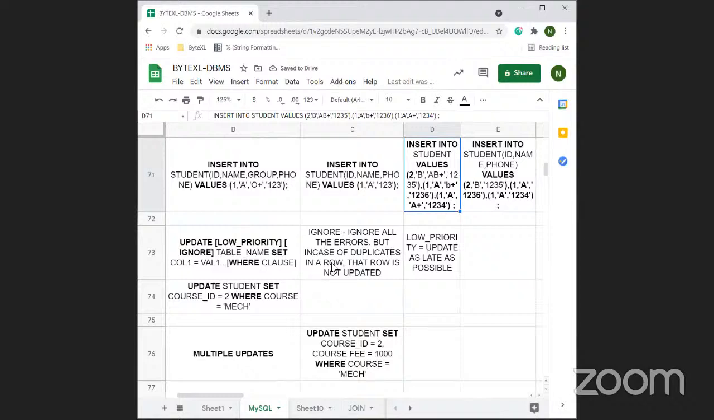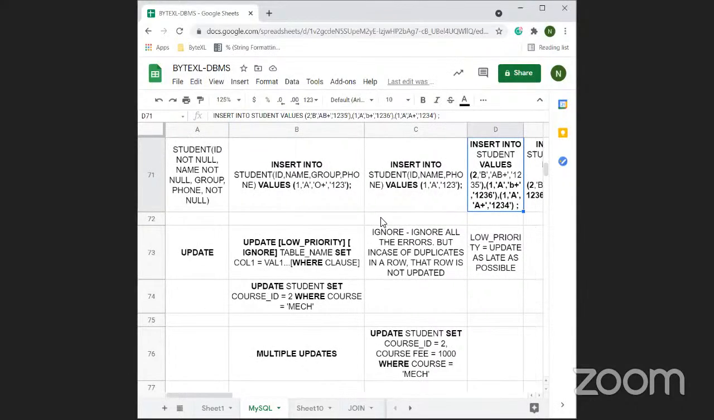They will display these sentences, whatever I am showing will be displayed there in your exam. They'll ask whether to choose the correct answer or what will be the output of the following. Such kind of things will be asked.